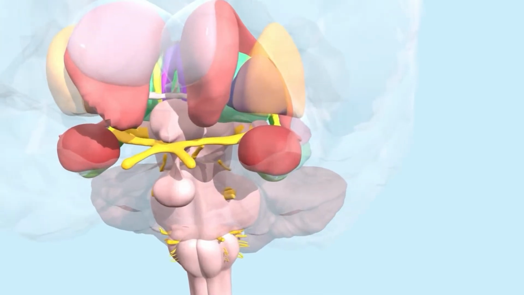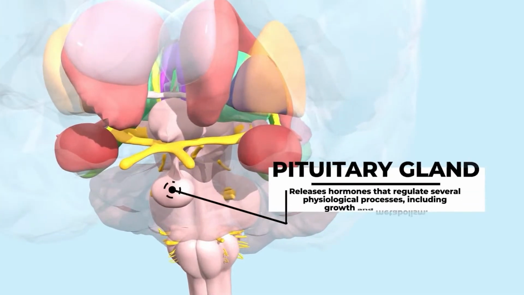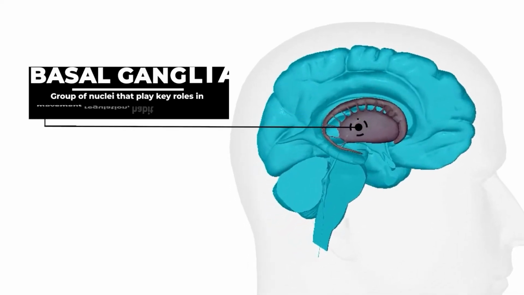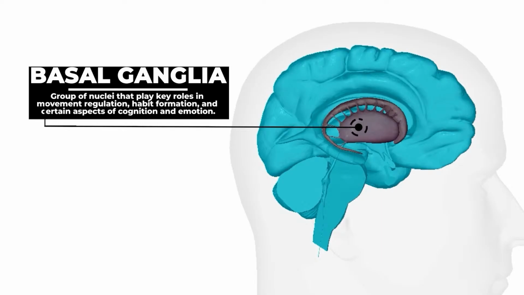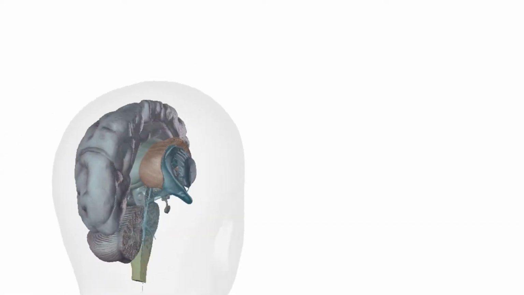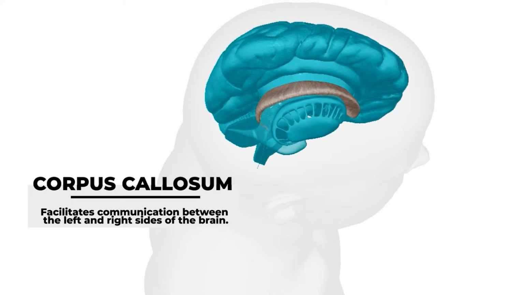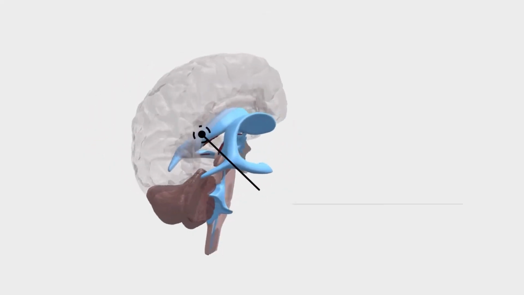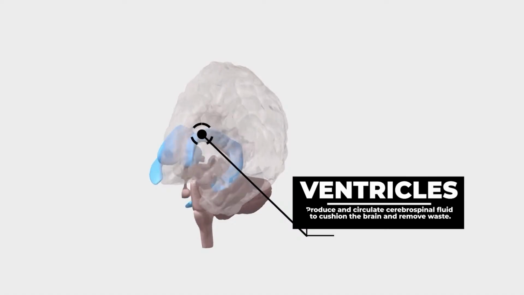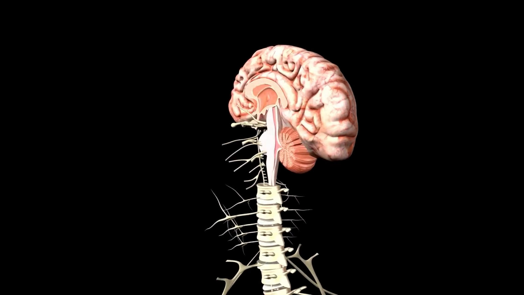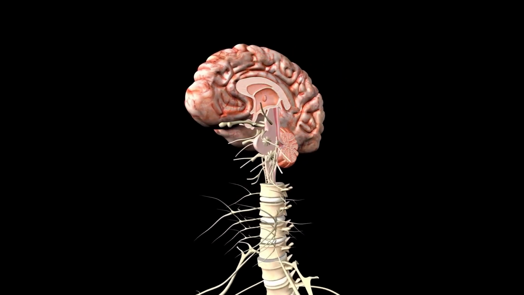Pituitary gland. Releases hormones that regulate several physiological processes, including growth and metabolism. Basal ganglia. Is a group of nuclei that play key roles in movement regulation, habit formation, and certain aspects of cognition and emotion. Corpus callosum. Facilitates communication between the left and right sides of the brain. Ventricles. Produce and circulate cerebrospinal fluid to cushion the brain and remove waste. Now we will discuss all these parts in a bit more detail to understand what these are and how they work.